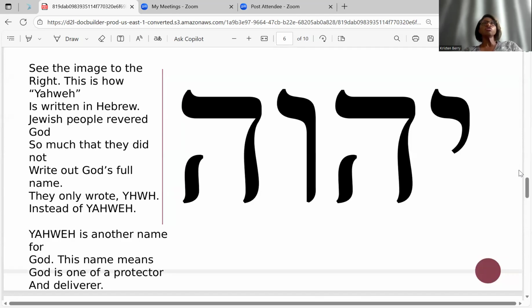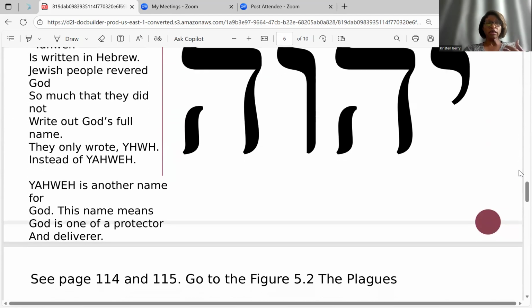Now, the Jewish people revered God and feared God so much that they felt it wrong or sinful to write out God's full name. And even to this day, they only write the Y, the H, the W, and the H instead of Yahweh. Okay, instead of writing it all the way out. Yahweh is another name for God.